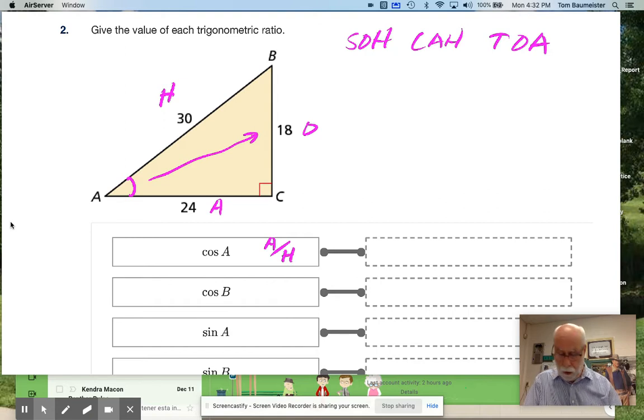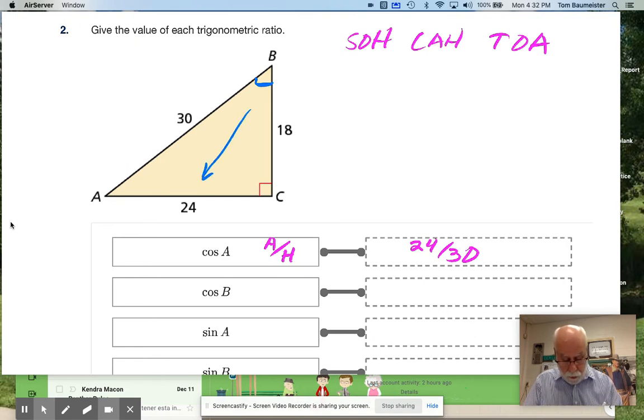And if we work that out, we're going to get 24 out of 30. So now the cosine of B, that one's going to be different. If I take the cosine of B, we're talking about this one here. Again, there's my opposite, here's my hypotenuse always, and here's my adjacent. So on this one we're going to have the adjacent over the hypotenuse. Adjacent is 18, and the hypotenuse is 30.